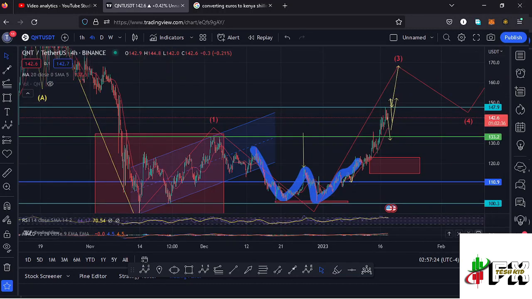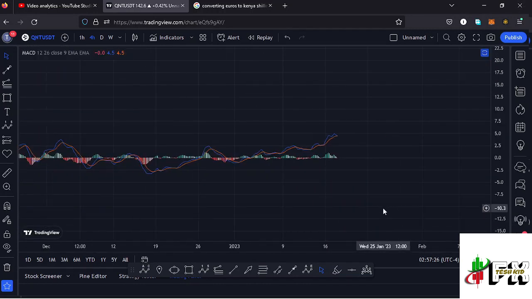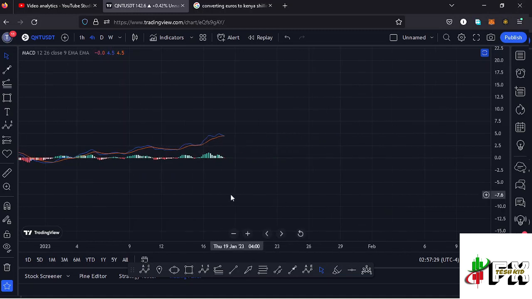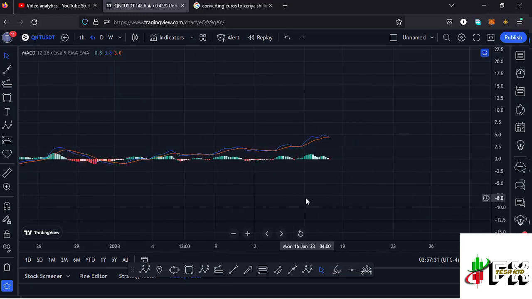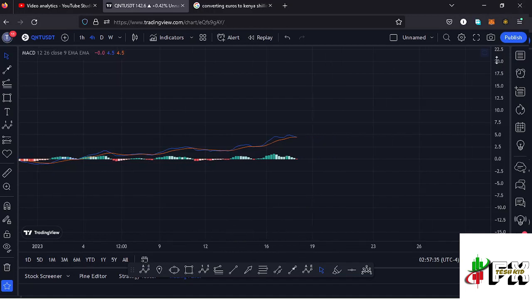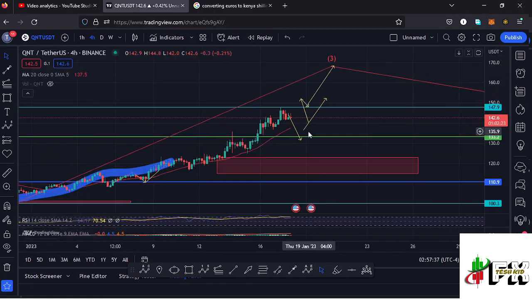If I also take a look at the MACD, on the MACD we have been able to print a bearish cross, and that means lower prices are coming our way, but we are yet to see an increase in the selling momentum. So let's be patient and see how that plays out, and I'll keep you updated.